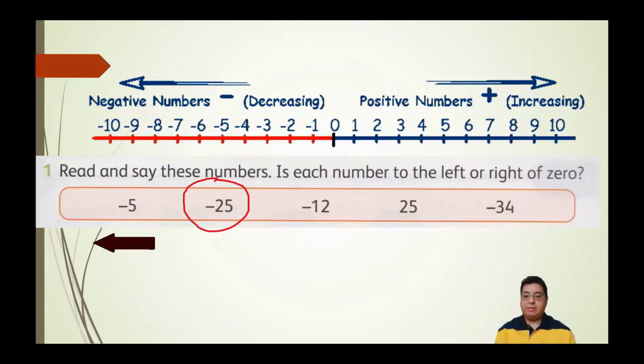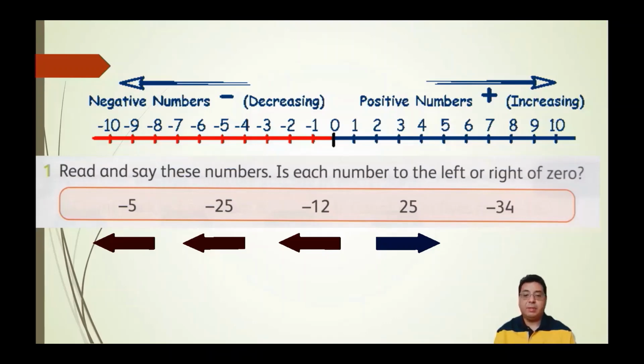Negative 25 is also a negative number, so we know that that also falls to the left of 0. Negative 12 is also another negative number, so that is to the left of 0 as well. Now we've got number 25 here, and even though these numbers are not on the number line, you can clearly see where the direction is going. So we know that 25 is to the right of 0 because it's a positive number. And number 34, does that lie to the left or to the right of 0? And we know it's a negative, so we know it's going to go left of 0.